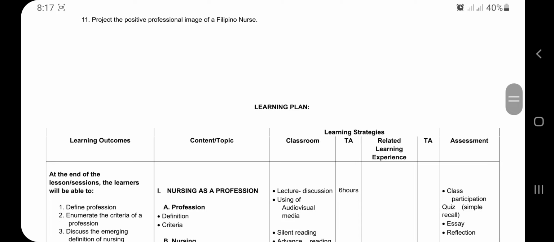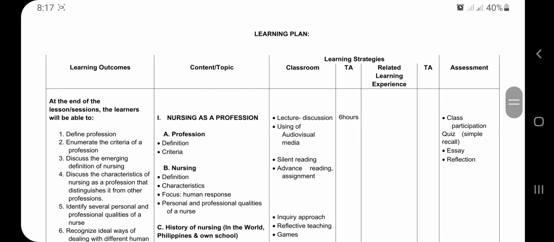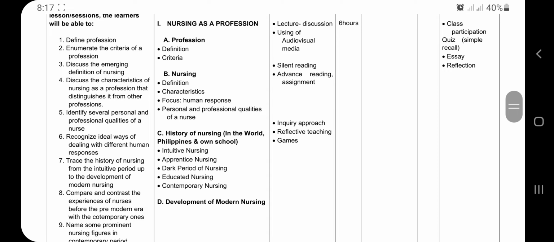So these are some of the topics or the contents that may expect nyo within this subject. So first module, i-discuss natin yung nursing as a profession. So i-define na naman natin what is a profession, okay, yung mga definition niya, criteria niya, what is nursing, okay, the characteristics, and the personal and professional qualities of a nurse. So next, we have the history of nursing. So parang naulit din, 'di ba, sa theoretical foundation of nursing, na-discuss din to siya. So review din, parang review na rin 'yun sa inyo.